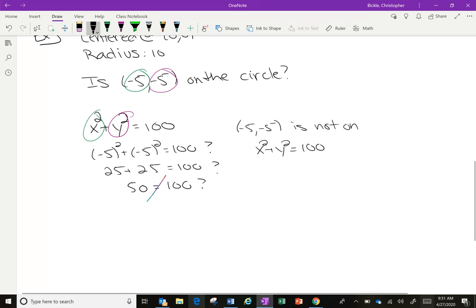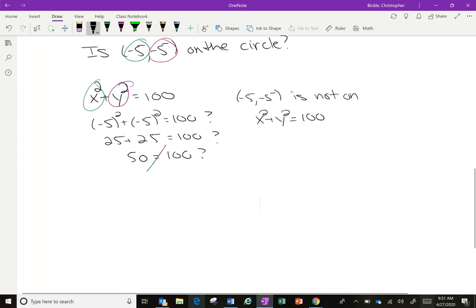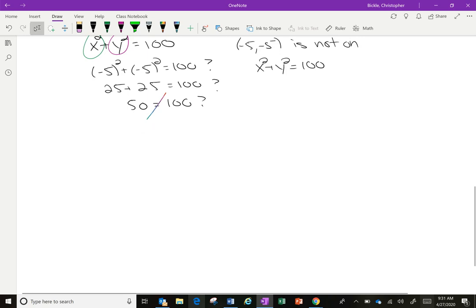If you guys got a value that worked, then it would be on the circle. One more, because these are going to show up in the algebra a little bit different. Again, they're going to be centered at the origin. So let's look at another one, example B.